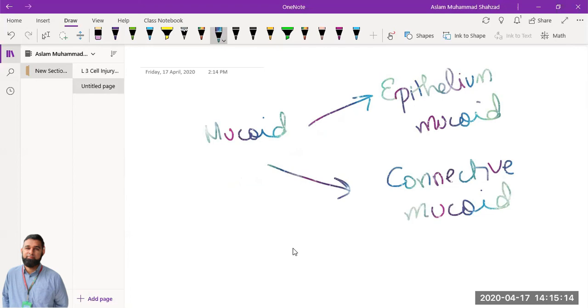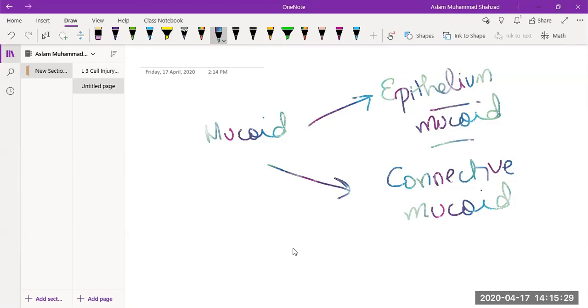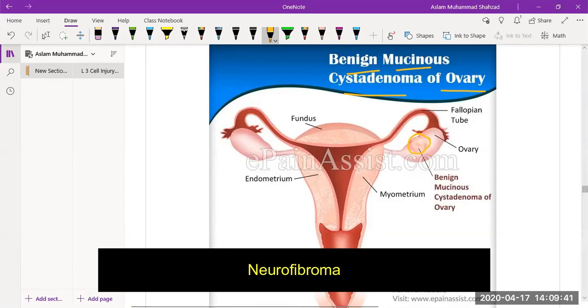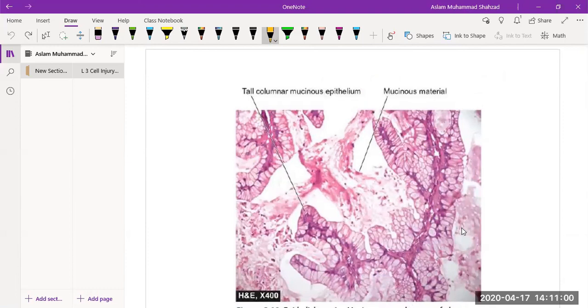For epithelial mucoid, we take an example of tumor, especially mucin secreting tumors in the ovary. And when we talk about connective mucoid, we take the example of neurofibroma. This is an example of epithelial mucin. Epithelial mucin. Now let's take a look at the microscopic characteristics.